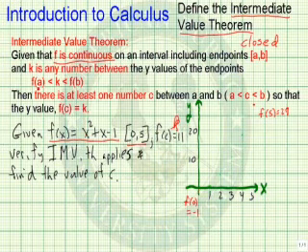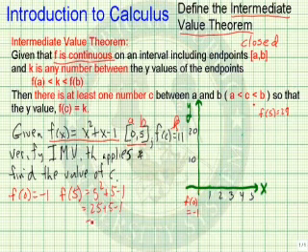Now, what we need to do is verify the second part, that k is between f of a and f of b. So if we take f of a, which is f of 0, we put 0 into our equation, we get negative 1. Then f of b is f of 5, so we have 5 squared plus 5 minus 1, which yields 25, plus 5 minus 1, which is 30, minus 1, which is 29. So our two values are f of a equals negative 1, f of b equals 29.